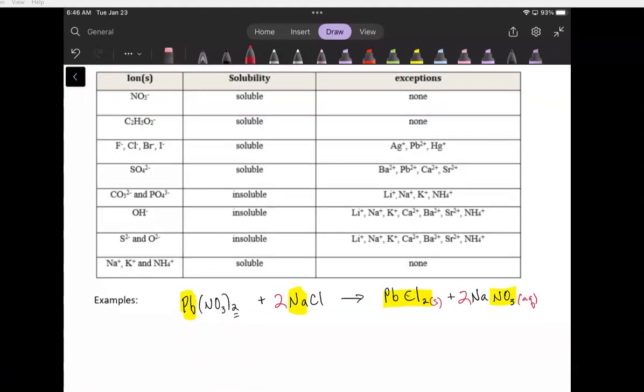Let's try K2SO4 plus Mg(NO3)2. First of all, hopefully you'll recognize this as double replacement because it's 2 compounds, specifically 2 ionic compounds, coming together. So see if you can pause and decide what is going to trade places and what your potential products would be.